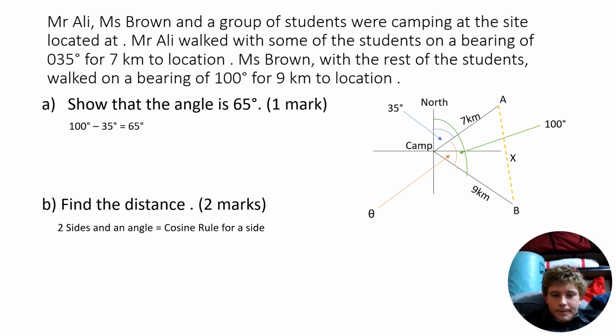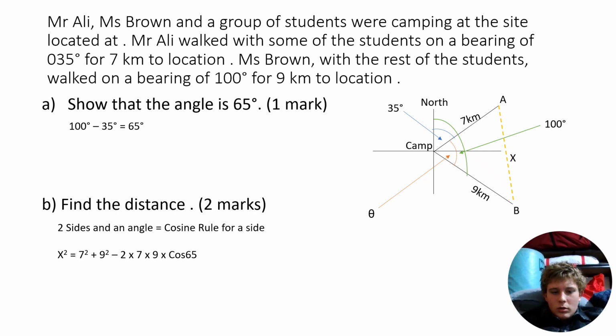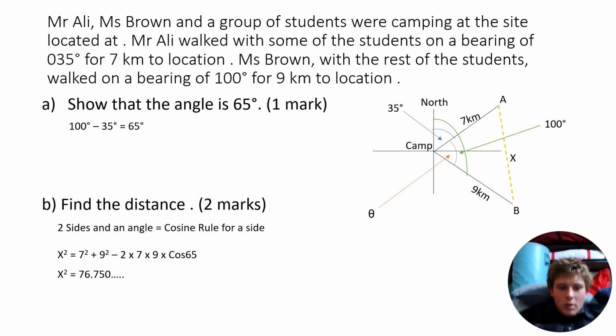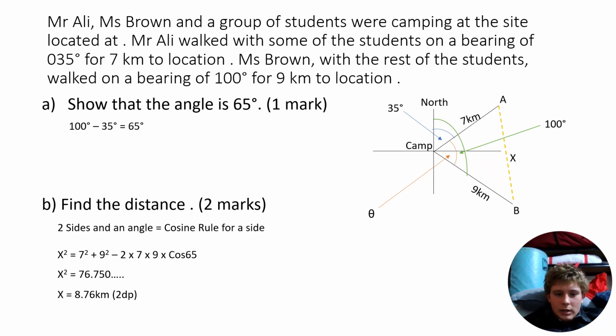Since we have two sides and an angle, we're using the cosine rule for a side. x squared equals 7 squared plus 9 squared minus 2 times 7 times 9 times cos 65. We're just using the values that we already have, and the value of the orange angle that we proved is 65 in the previous question. Now x squared equals 76.705 and so on. Then we square root both sides, so x equals 8.76 km, to 2 decimal places.